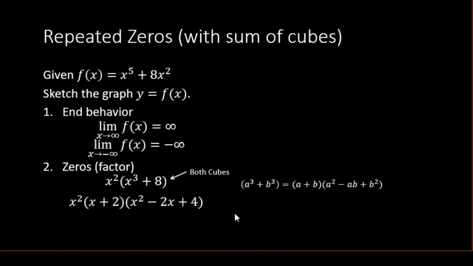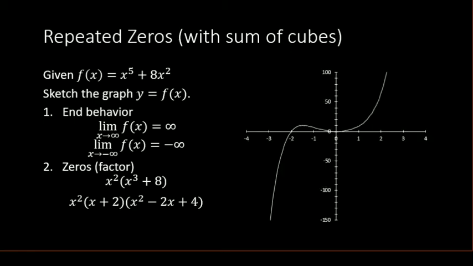is never going to have zeros. The two, or I should say real zeros. The two zeros for this trinomial are imaginary. So they're not going to produce x-intercepts. So the only two x-intercepts we have to worry about for this graph are at x equals 0 and x equals negative 2. The one at 0 is multiplicity 2, so it's not going to cross. But the one at negative 2 will cross.